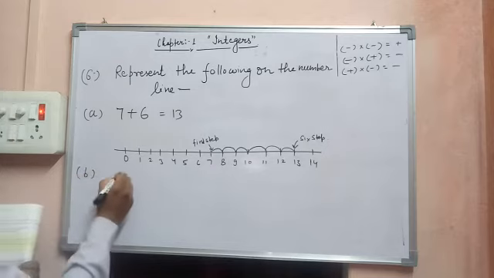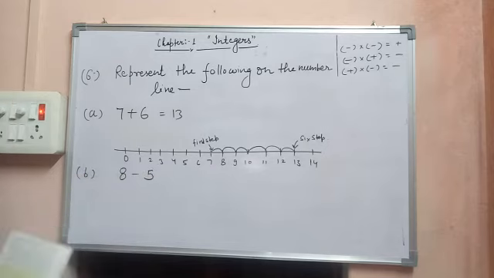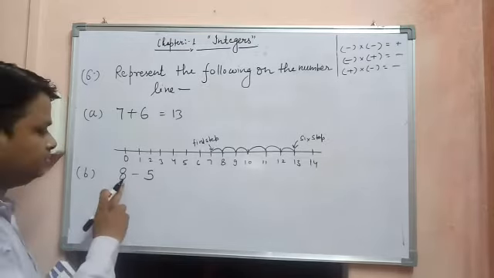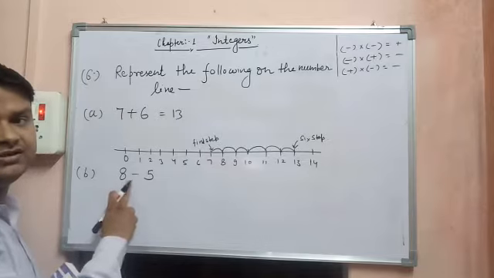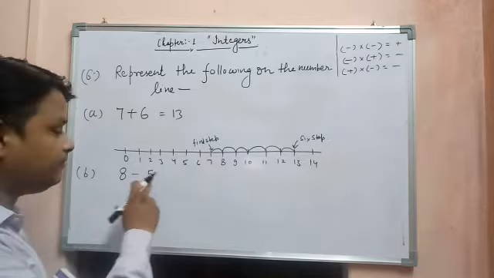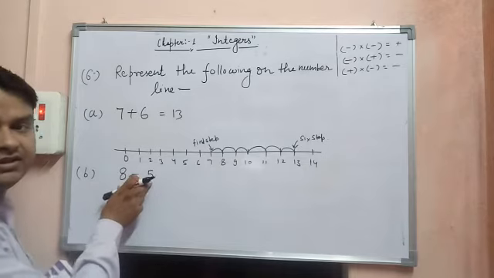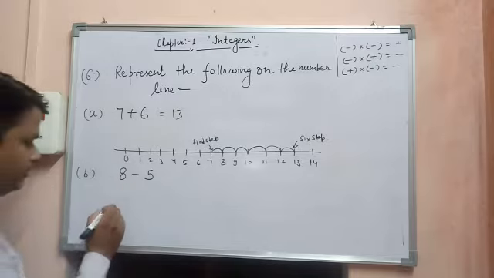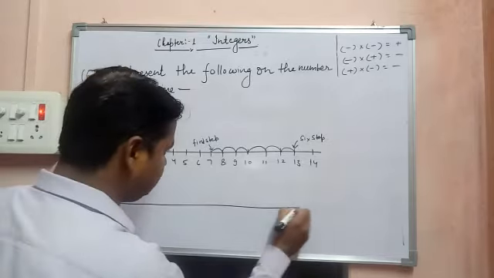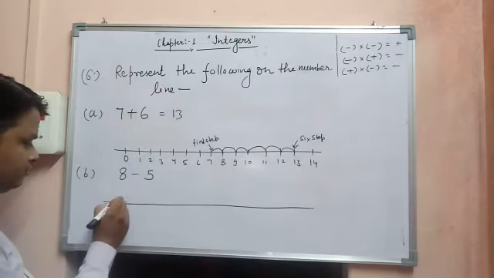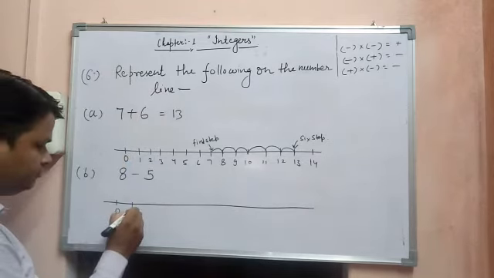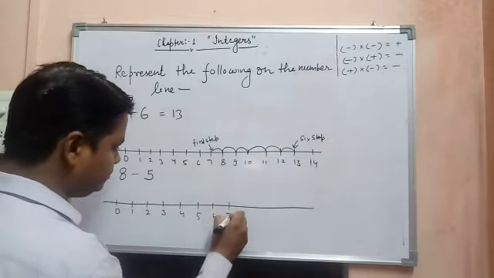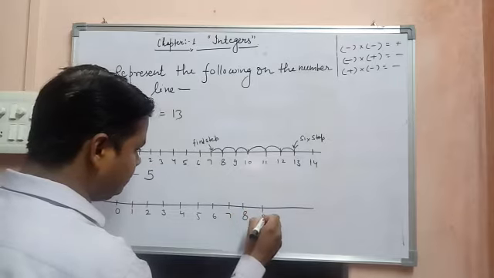The second question is 8 minus 5. You have to write what the subtraction of these numbers is: 8 minus 5 is 3, but you have to represent this subtraction on the number line. Okay, so first of all, you have to draw a number line: 0, 1, 2, 3, 4, 5, 6, 7, 8, 9.